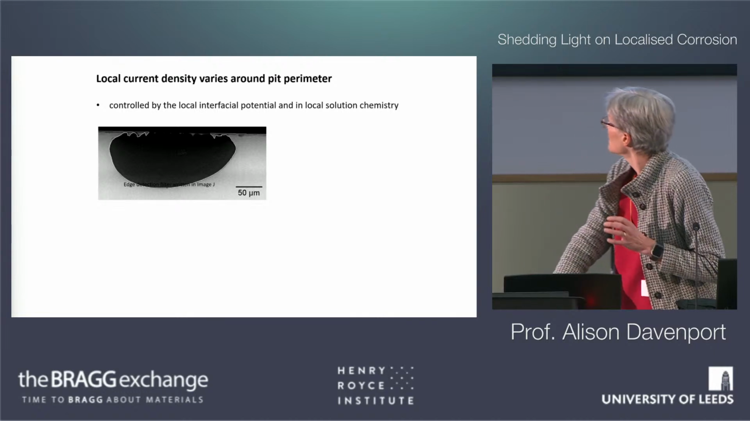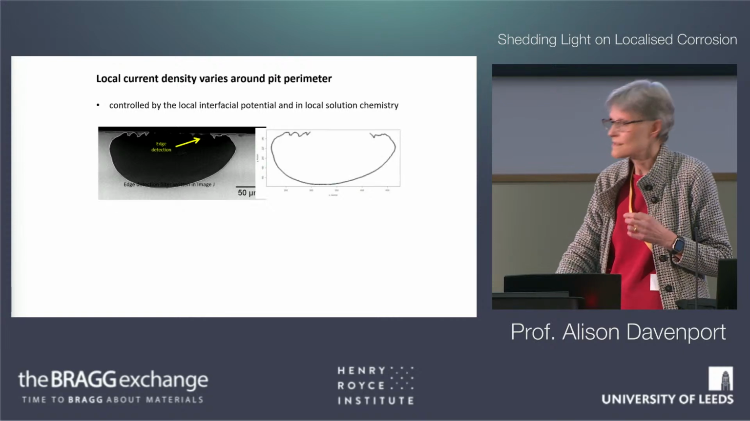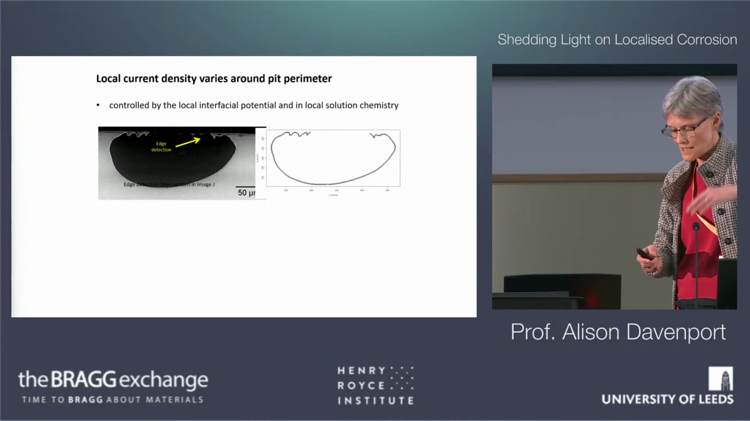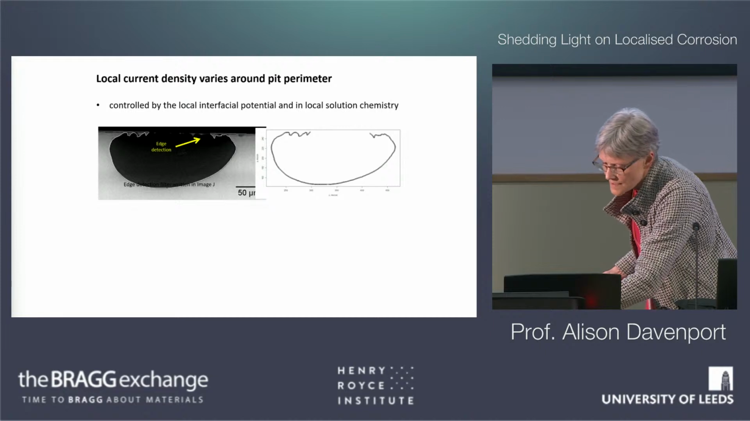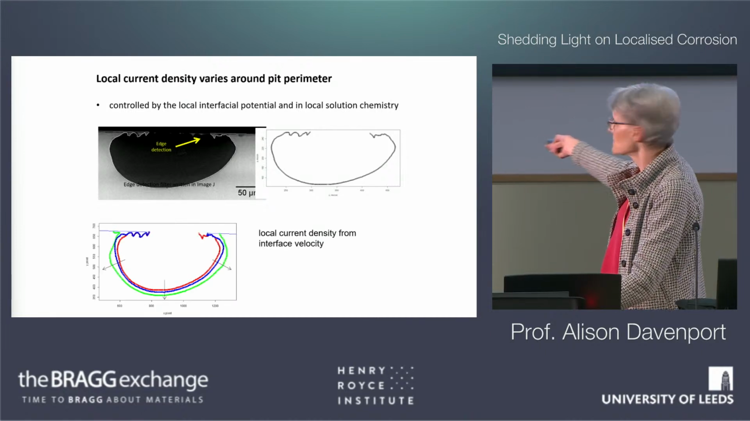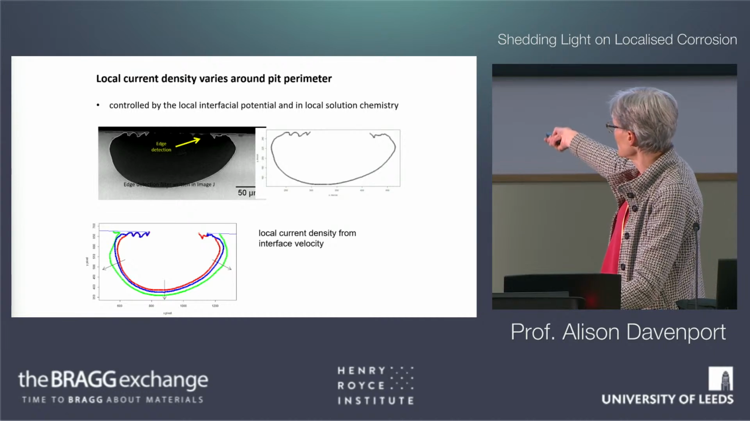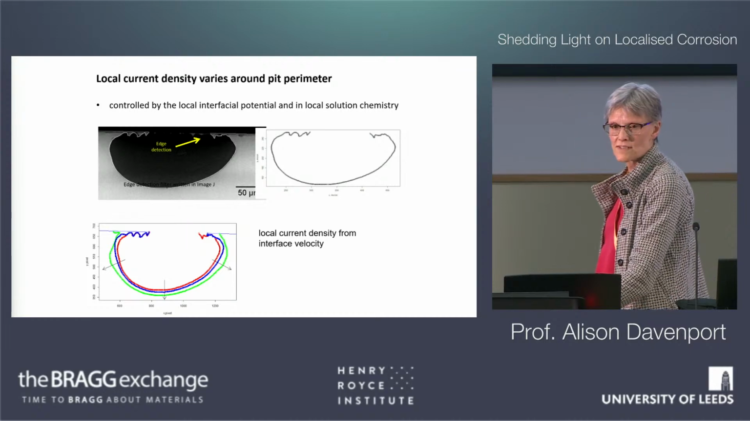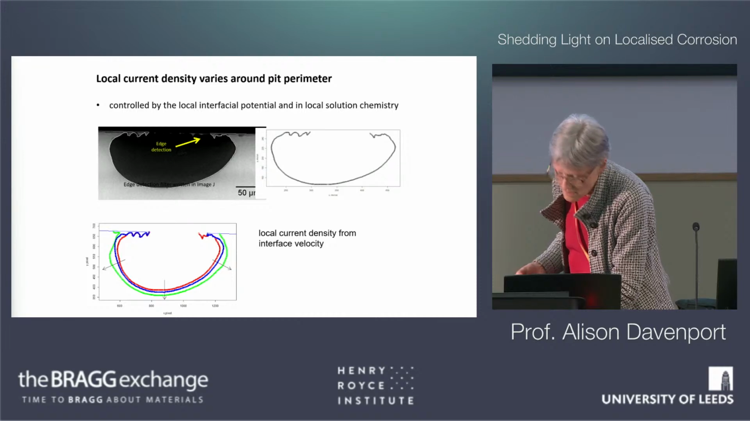And you can see here we've got the pit, we can see the perimeter of it, and with some nice image analysis, you can look at successive frames and see how the velocity of the interface, the rate at which it grows, varies in different parts. So you can see at the bottom, the velocity is slow, and at the sides, the velocity gets quite a bit higher.